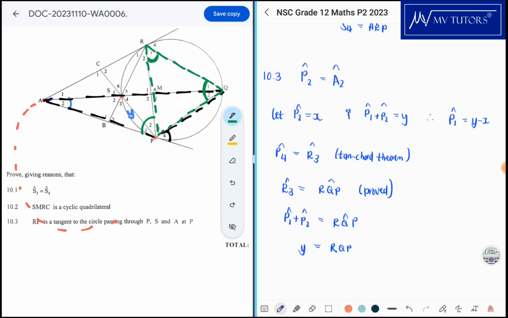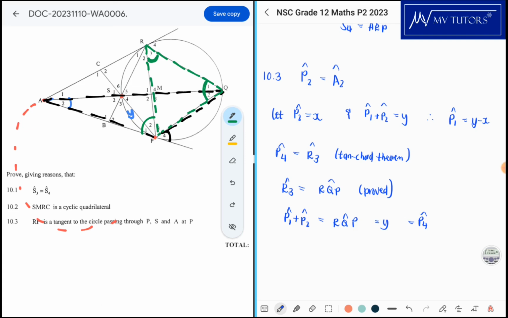All right, let me just put it next to it there. To say P1 plus P2, we said it's Y. Now we have P4, which is Y, basically. I said I want P3. That's why I'm doing all of this.